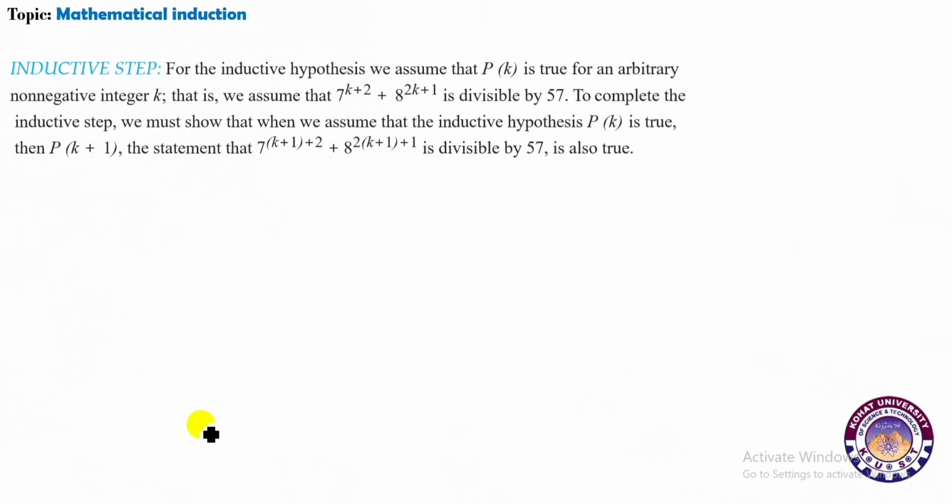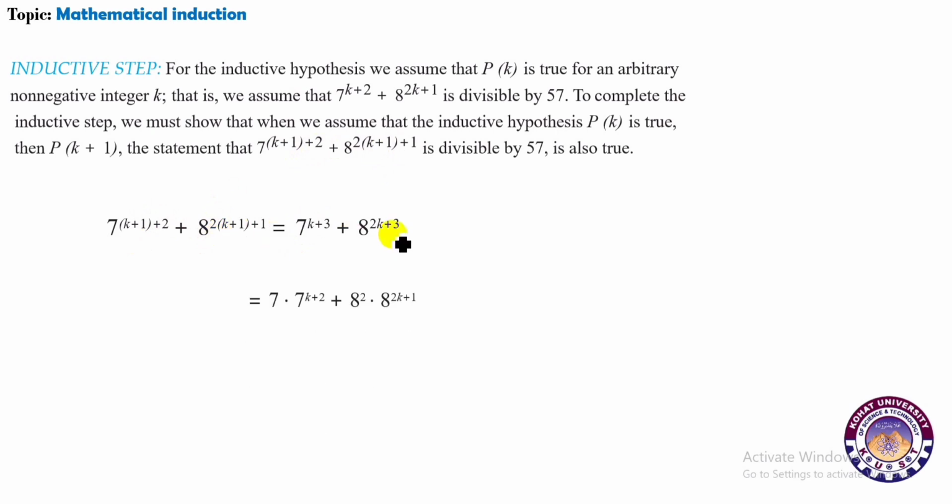Now the inductive step. In the inductive step, we assume that the given proposition is true for n equal to k, that is 7 raised to the power k plus 2 plus 8 raised to the power 2k plus 1 is divisible by 57. And our goal is to show that 7 raised to the power k plus 1 plus 2 plus 8 raised to the power 2 into (k plus 1) plus 1 is divisible by 57. We start from this, and it is equal to 7 raised to the power k plus 3 plus 8 raised to the power 2k plus 3.